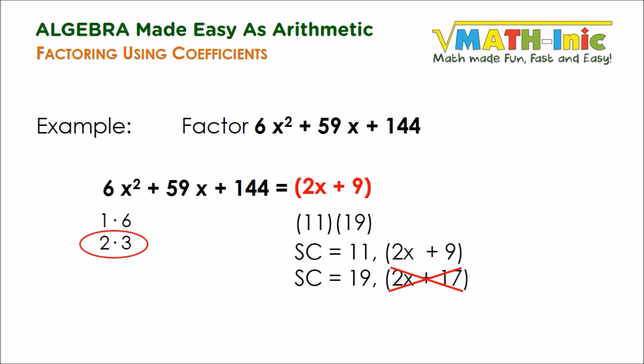And now, let's take a look at the partner of 2x plus 9. If the sum of the coefficients of 2x plus 9 is 11, then the other factor should have a sum of coefficients equal to 19. And of course, the partner of 2x is 3x. So it should be 3x plus 16. So the factors of 6x squared plus 59x plus 144 are 2x plus 9 times 3x plus 16.